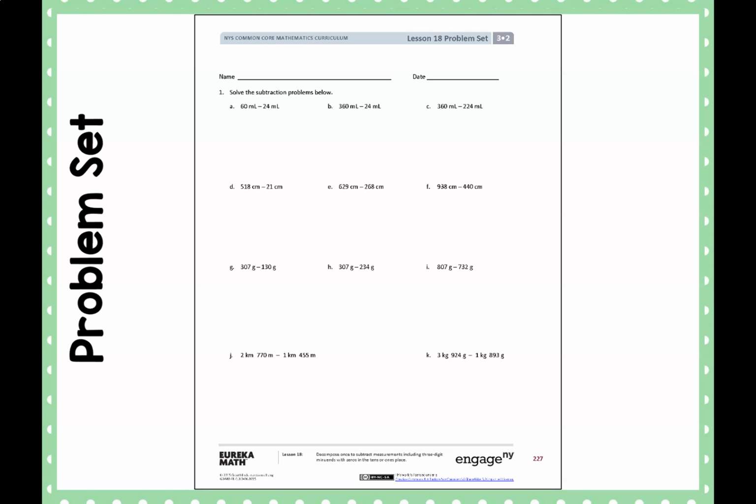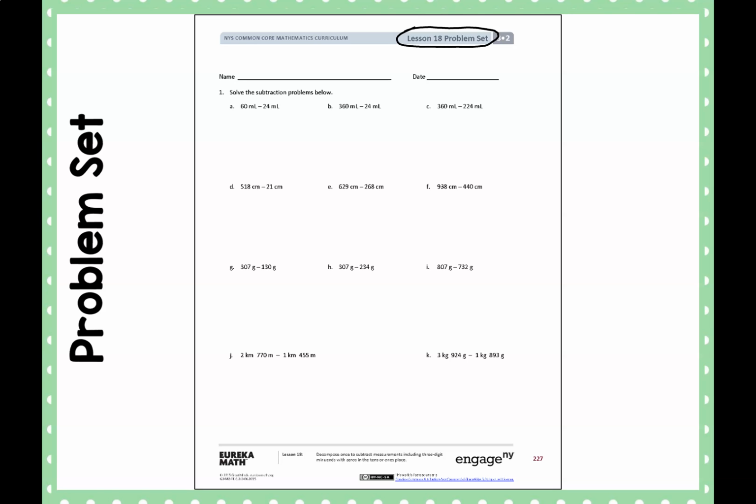All right, so now we're going to start on our problem set problems together. So go ahead, if you haven't already, and get out lesson 18 problem set. If you need a second, just go ahead and pause the video while you get it out and I'll get started. Okay, so number one, we're just going to focus on number one for today.